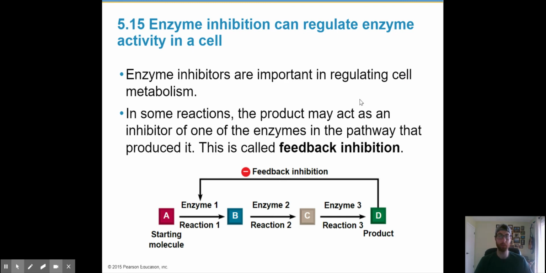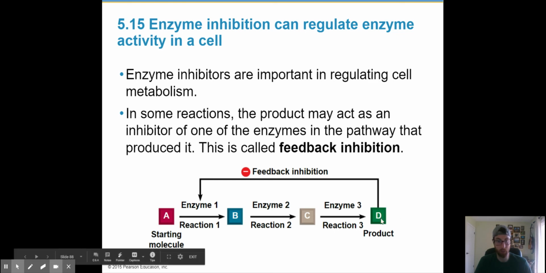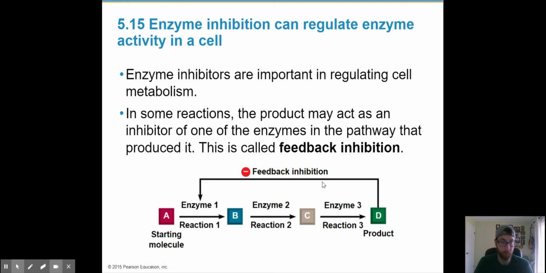So this is actually important in feedback inhibition. Sometimes the enzyme is required, and then if enough product is produced, we need to stop the enzyme from reacting, and that is known as feedback inhibition. So enzyme 1, enzyme 2, enzyme 3, we get this product. Well, if this product is present, that's going to stop enzyme 1 from reacting.